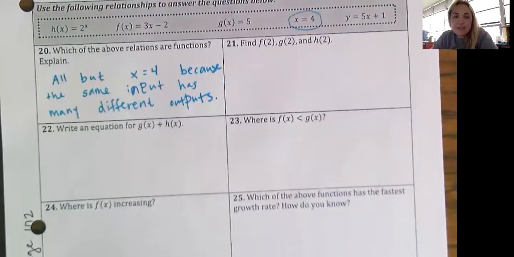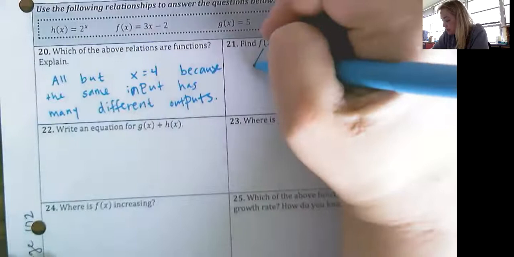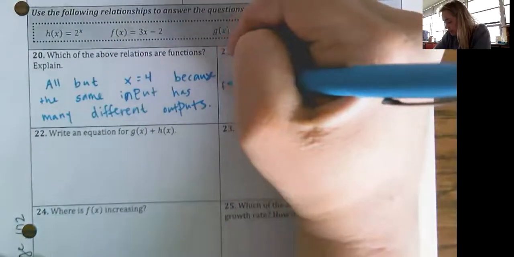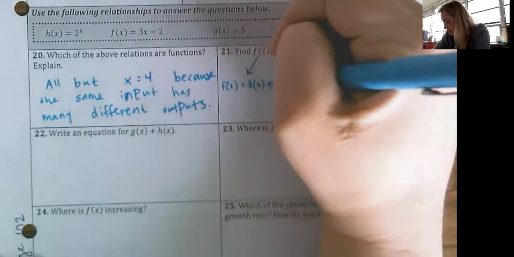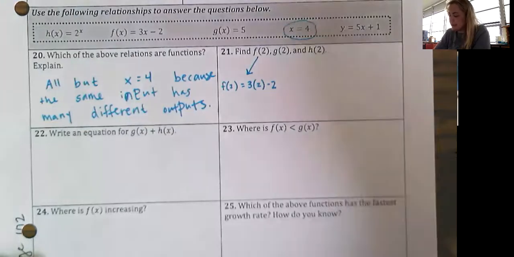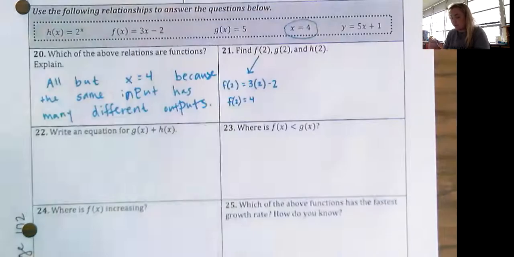Okay, the next one, find f of 2, g of 2, and h of 2. So when I do f of 2, I'm going to do that work over here. I'll start with this f of x equation. I will say f of 2 equals 3 times 2 minus 2. 3 times 2 is 6. 6 minus 2 is 4. So f of 2 equals 4.